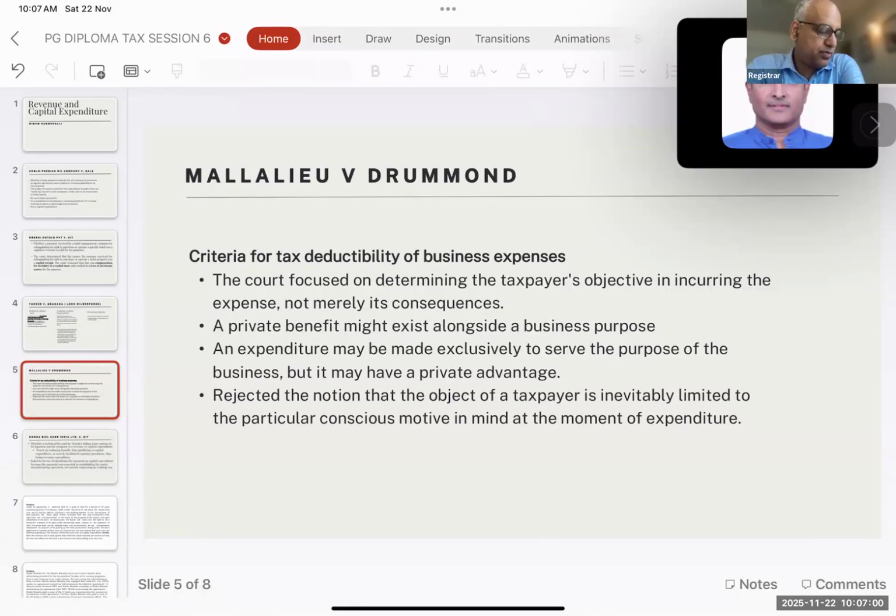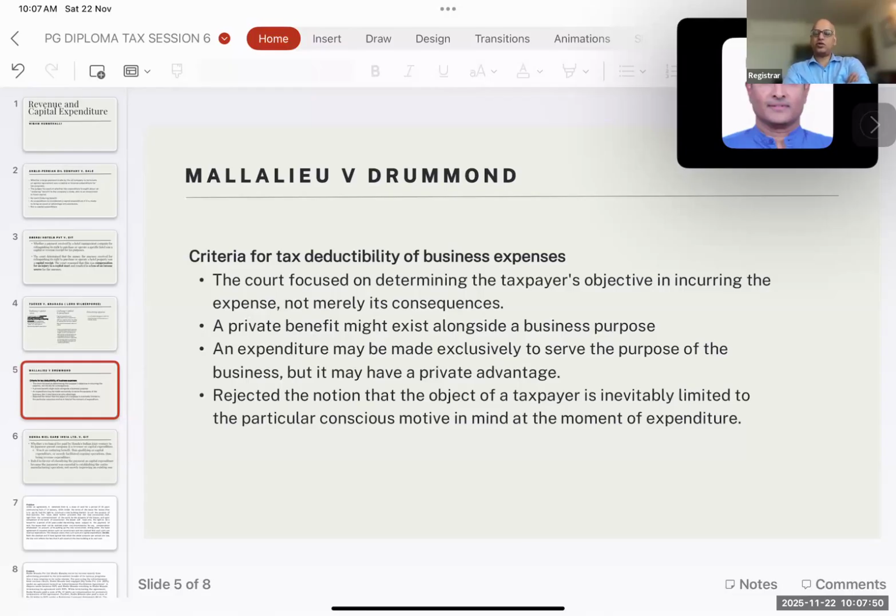note 19, you realize that the decision is given there. We'll come to note 19, but if you just see the slide deck here, you will notice what we're saying. The court focused on determining the taxpayer's objective in incurring the expense, not merely its consequences. A private benefit might exist alongside a business purpose. An expenditure may be made exclusively to serve the purpose of the business, but it may also have a private advantage. And then they said that in this particular case, the taxpayer actually had a dual purpose, even though one of the purposes may not have been a particularly conscious motive. It could be unconscious as well.